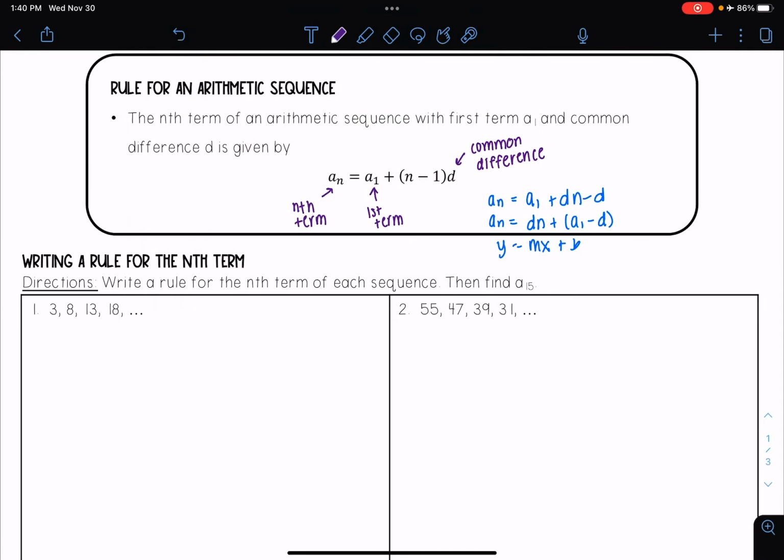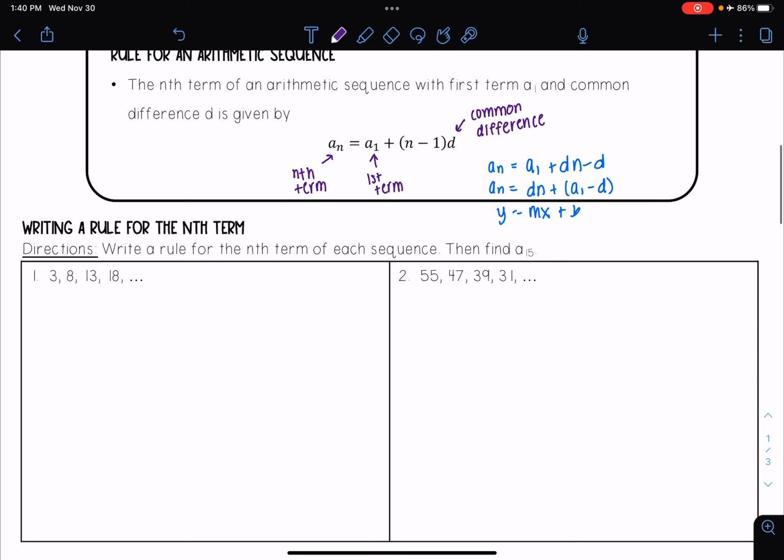So let's go ahead and go through some examples of writing a rule. So we're going to write a rule for the nth term of a sequence, and then we're going to find a15. Again, that a15 means we're finding the 15th term. So to write the rule, I need to first identify what my first term is, and I need to identify my common difference. Well, my first term here is 3, so I know that a1 is equal to 3.